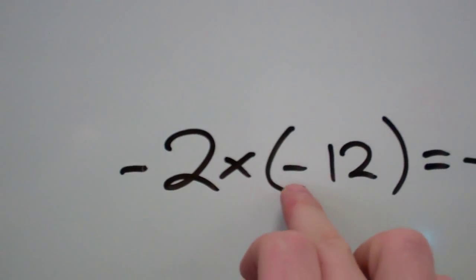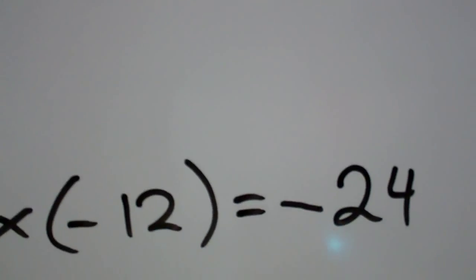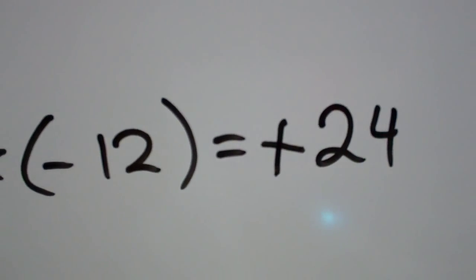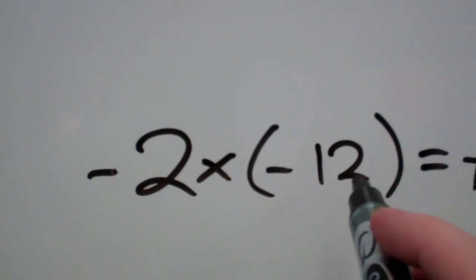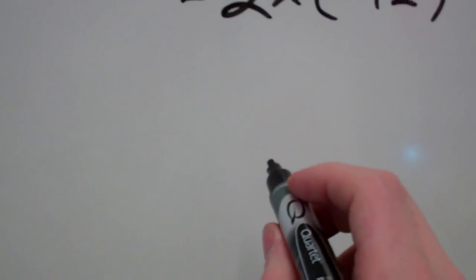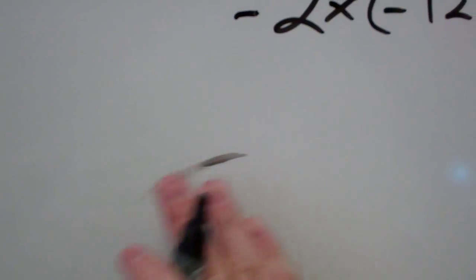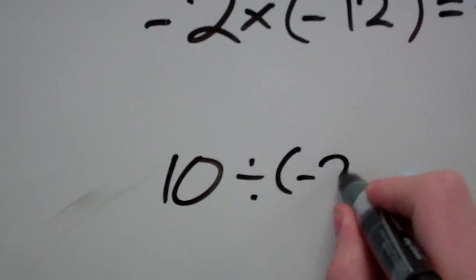What happens if I have -2 times a -12? Well, a negative and a negative, the signs are the same. So my answer should be positive. I'll just change that to a positive. 2 times 12 is still 24, so I have a +24. Same thing with division. If I gave a division problem like this, well, let's start with a positive this time. 10 divided by a -2.